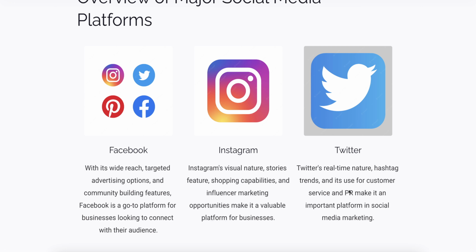And then of course, Twitter, it has a real-time nature. It's great for hashtag trends. And a lot of people use it for customer service or even public relations by making important announcements.